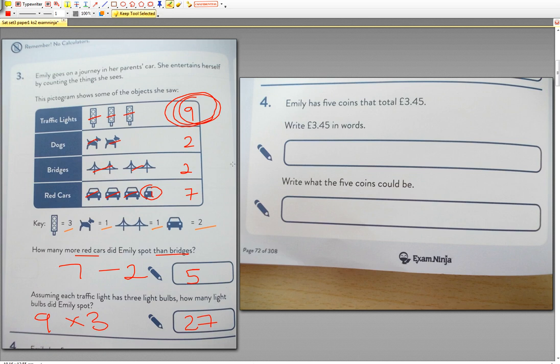Okay, are we happy with that? Yes. Question number 4. Emily has 5 coins that total £3.45. Write £3.45 in words.